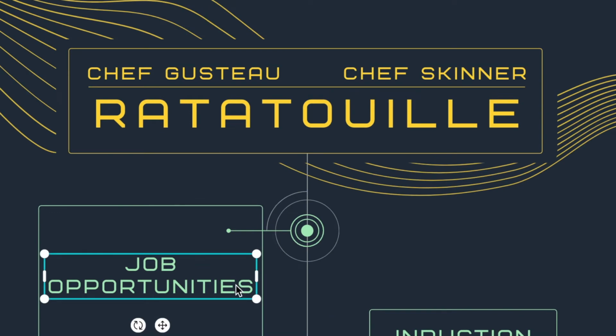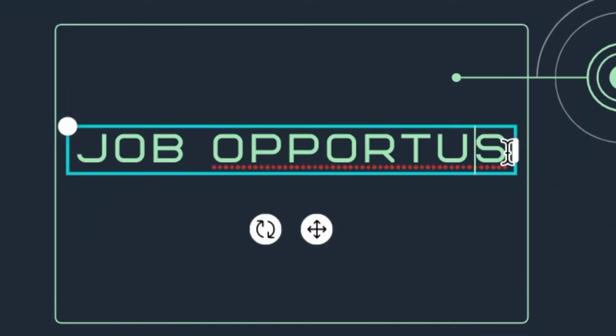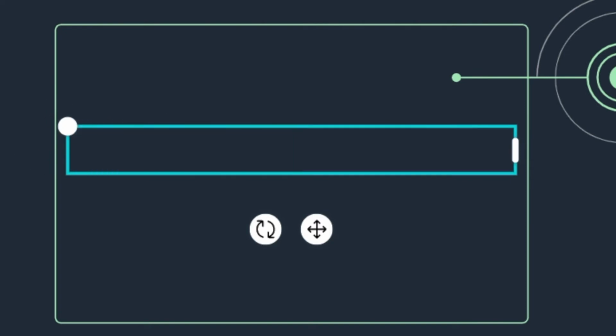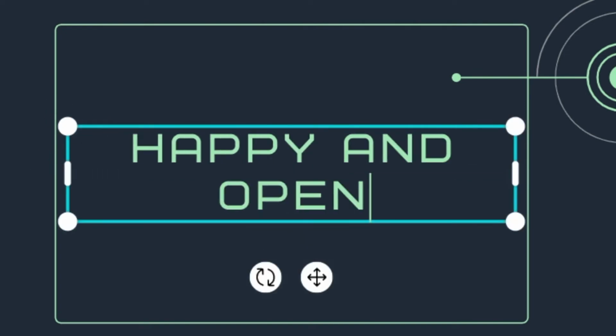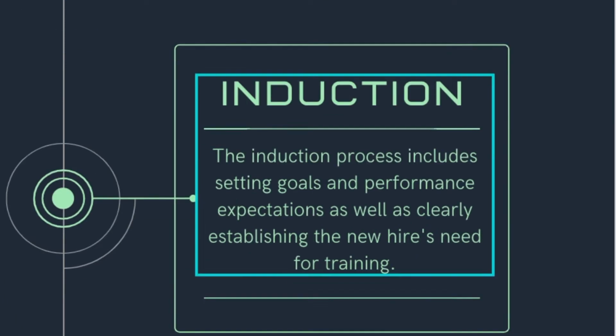Okay, on the Chef Gusteau side, what's his personality like? Delete all this junk. Happy and open-minded. Because he is. He's happy all the time, and he's willing to give people room to learn. Anyone can cook. That's his motto, right? What about Skinner on the other side?